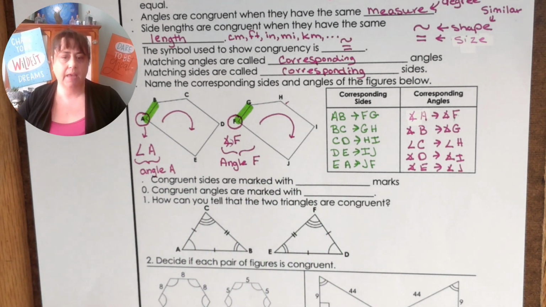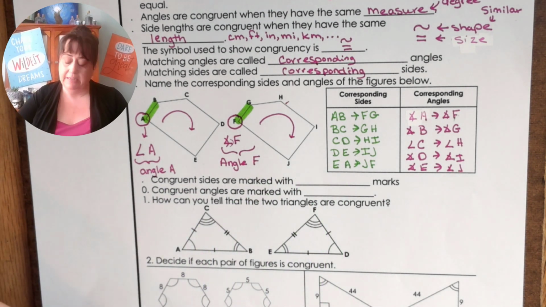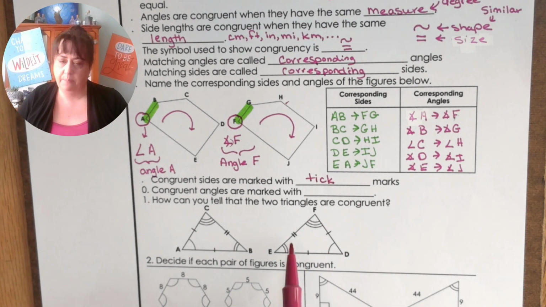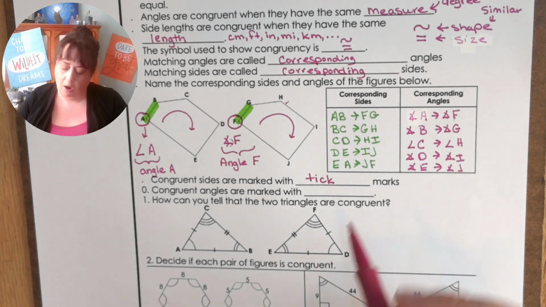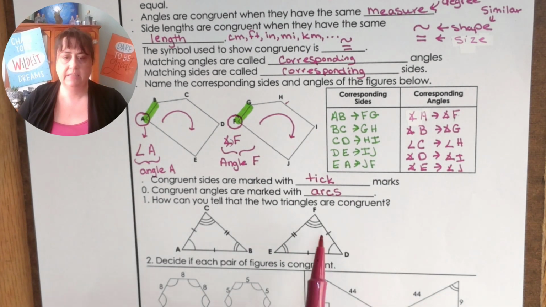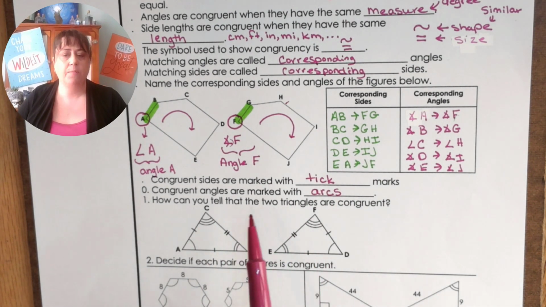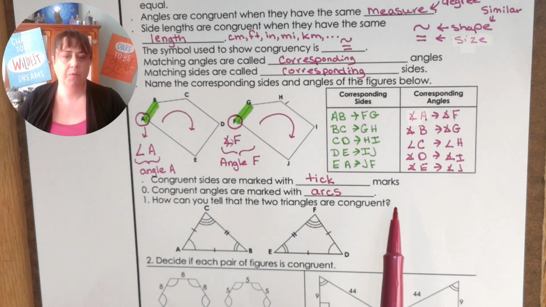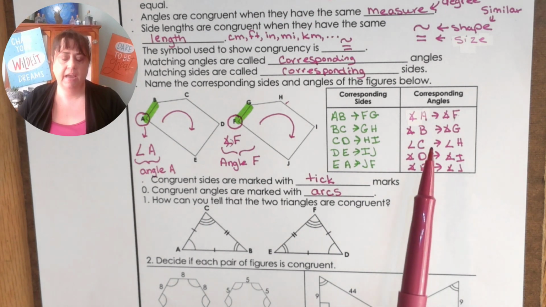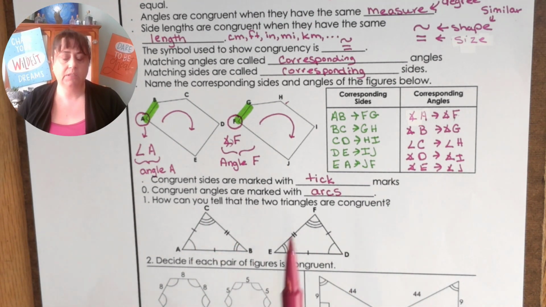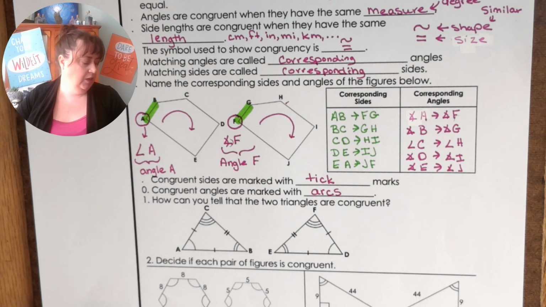So congruent sides are marked with tick marks. This is an example of a tick mark right here, while congruent angles are marked with arcs. And you can see an example down below. So how can we tell that these two triangles are congruent? Well, if we can match up all of our corresponding sides and all of our corresponding angles, then we know that the figures are congruent. So let's go ahead and look at these.